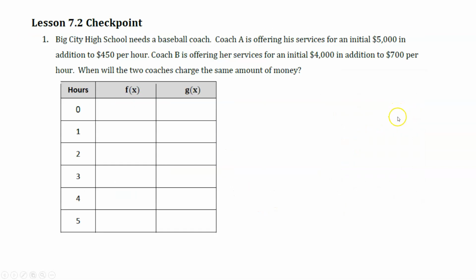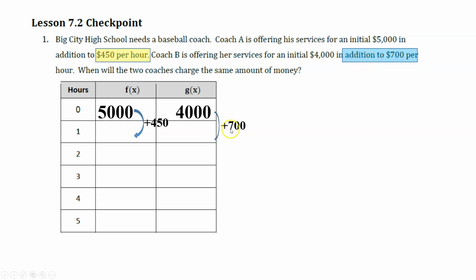All right. And guess what? We're already at the checkpoint. So here is your hint. That's $5,000 for the first coach. That's $4,000 for the second coach. And notice how Coach A is going to charge $450 per hour and Coach B is going to charge $700 per hour. So go ahead and finish out those columns and see at what point both coaches would charge the same amount of money.